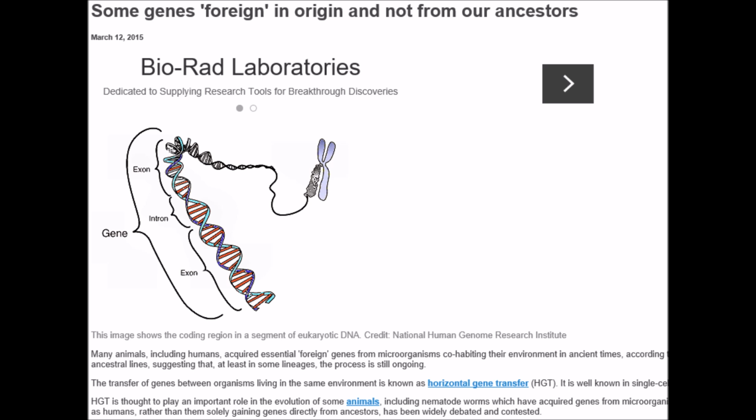Ironically, genome biology researchers have commented on the issue of horizontal gene transfer and how it challenges phylogenetic trees, as referenced in a scientific article titled "Some Genes Foreign in Origin and Not from Our Ancestors," and quoted below.